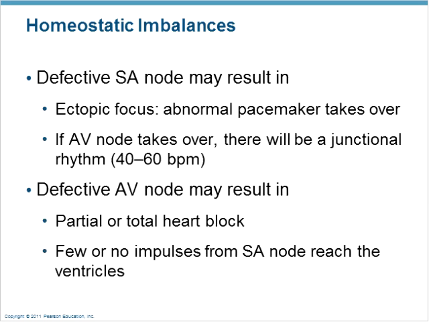Some of the homeostatic imbalances include a defective SA node, which may result in what's called an ectopic focus, where another part of the heart becomes a pacemaker. It's abnormal. If the AV node takes over, a junctional rhythm occurs, where the rhythm starts not from the atria but from the AV node, and the rate drops from 70 to 75 beats a minute to about 40 to 60 beats per minute. If you have a defective AV node, it could result in a partial or total heart block, so that the delay, which is usually 1/10 of a second, becomes much longer. Or there could be a complete heart block where no impulses get through into the ventricles.